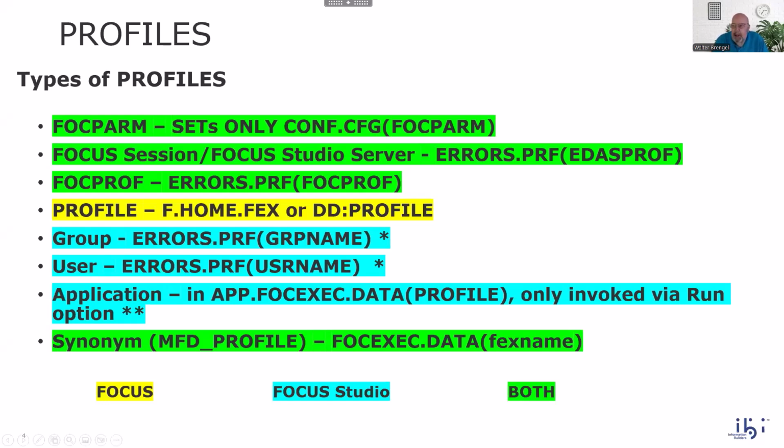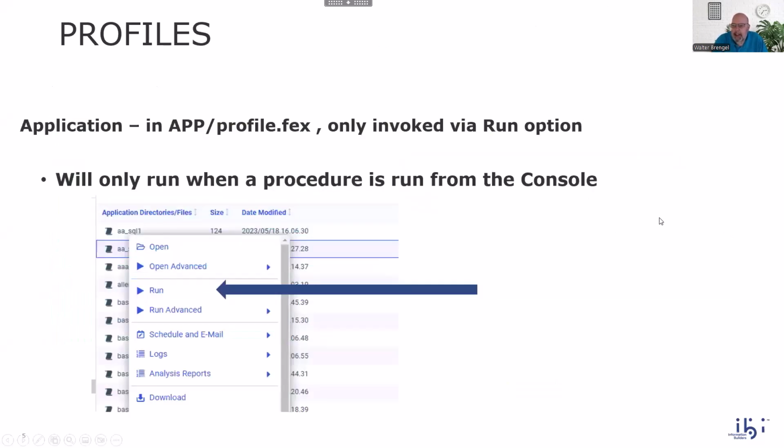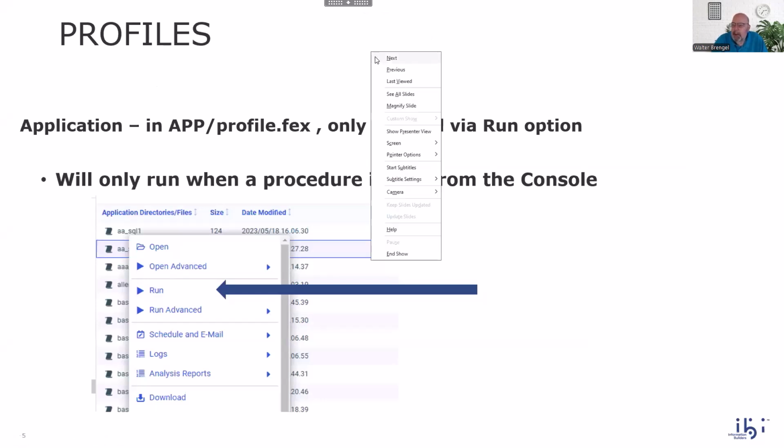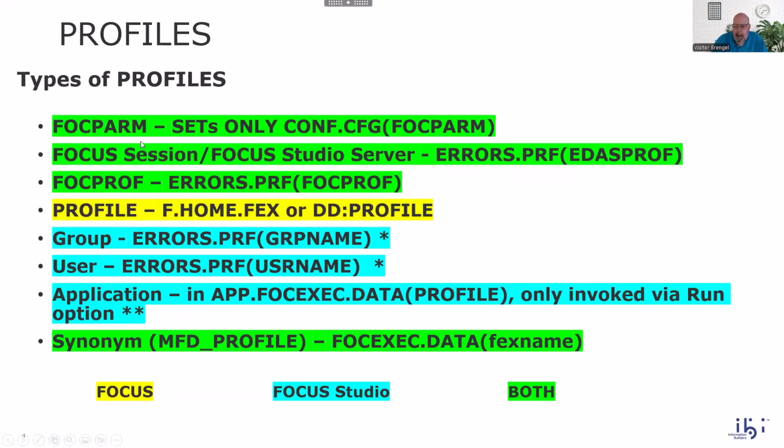So how did I do all this? And that's the end of my, oh wait, one more. Go back. This application profile is in app.focusexec.data. So it's in whatever your app name is, if you have apps turned on, and it's a member in that focusexec.data library called profile. But it only gets invoked via a run option.